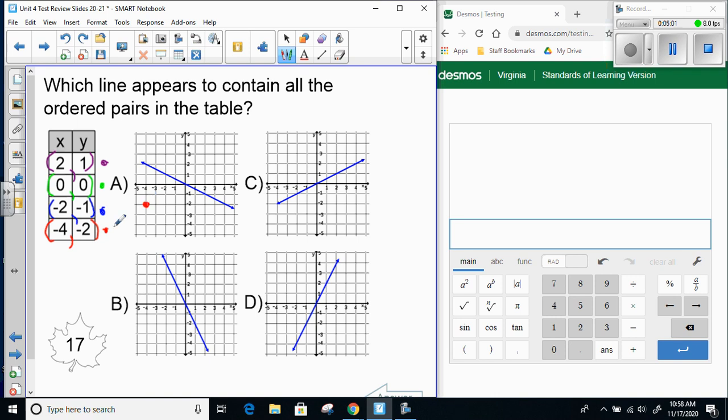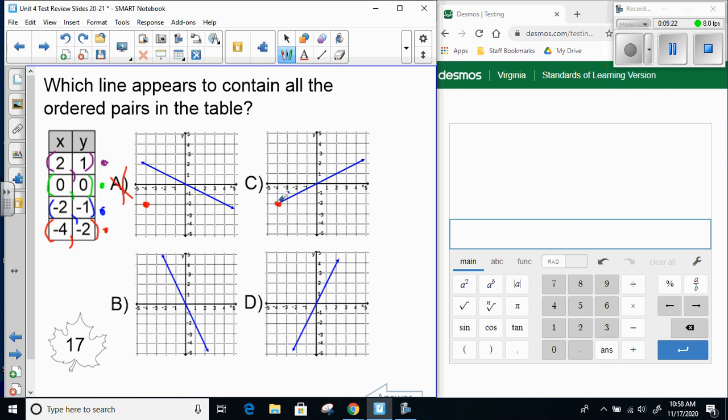Right away, just by plotting this -4, -2, I notice it's not on the blue line, so I can eliminate choice A. Let's look at choice C. From my origin to plot -4, -2, I would go left 4, 1, 2, 3, 4, and then I would go down 2.